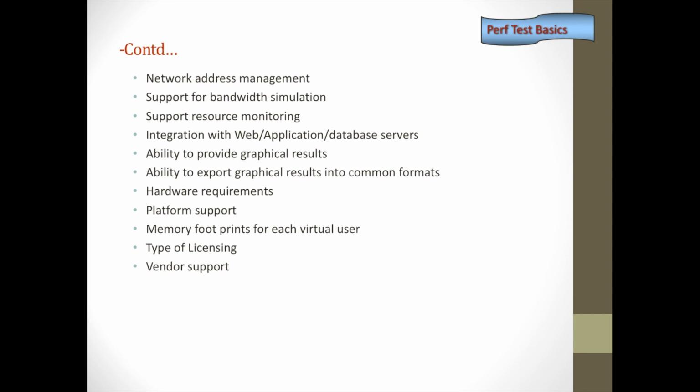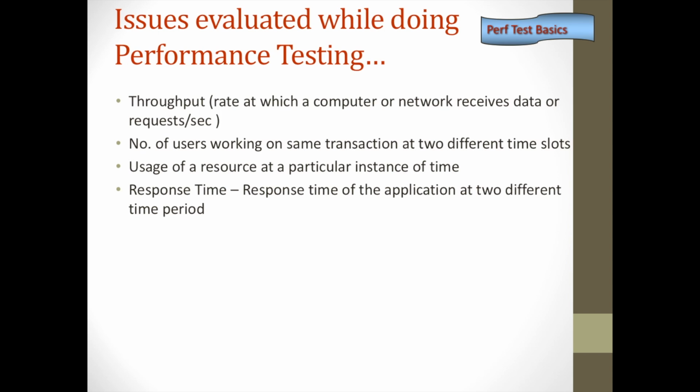So the issues we evaluate while doing performance testing are throughput, the rate at which the computer or network receives the data; the number of users working on the same transaction, that means concurrent users; resource usage at a particular instance of time, that means how much memory, RAM and hard disk are utilized; and then the response time, that is, how fast your response is coming. So these four parameters you will see first. When you see any issue, you will check your response time and your throughput to find where the issue is.